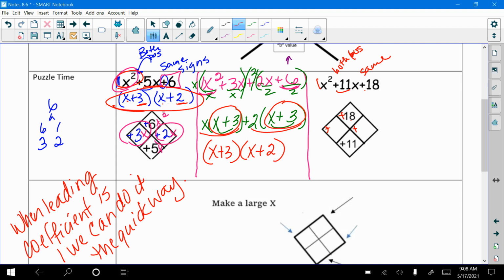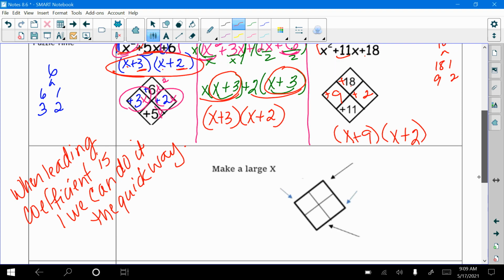So I'm going to say 18 breaks down to 18 and 1, 9 and 2. 9 plus 2 is 11. There we go, 9 and 2. So I know it's going to be x plus 9 and x plus 2. A quick and easy way.